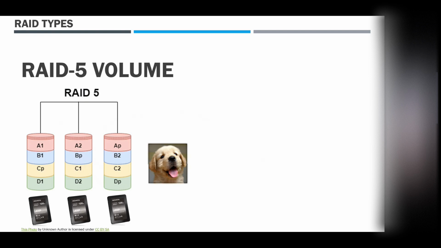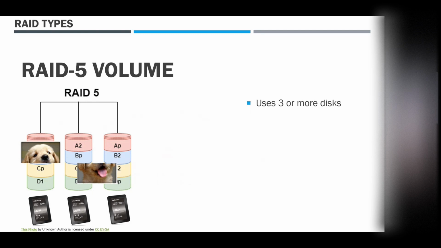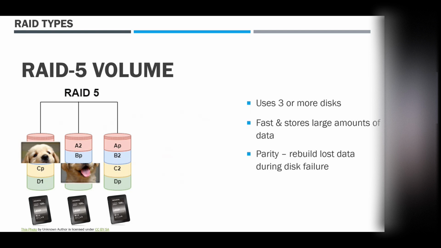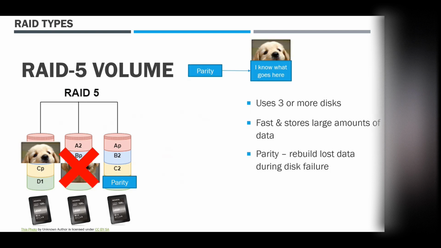So this leads me on to RAID 5 volume. And this is a bit of the best of both worlds, really. It offers you some performance and some redundancy. And you need 3 disks or more for this type of method. So what this does is stripe your data again between the hard drives. As you can see in this example, half the data is on one, and the other half of the data of the picture of the dog is on another. So it's still fast, but it uses something called parity. And what this does is it basically knows what data will go in that section if it goes missing.